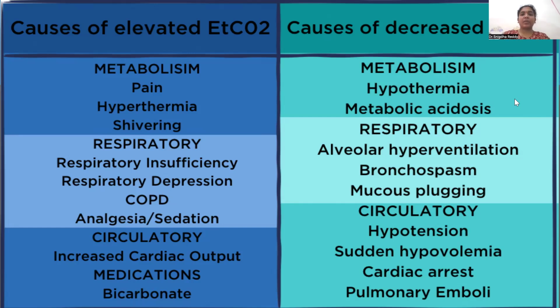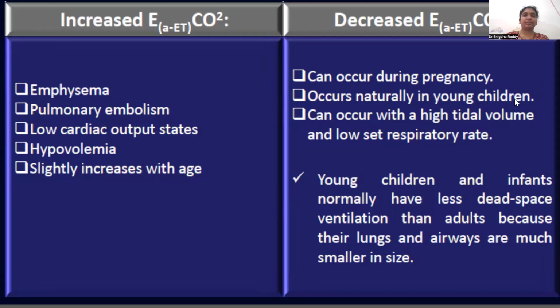Hypoventilation mainly. Causes of decreased EtCO2: low metabolism conditions like hypothermia, metabolic acidosis, and respiratory conditions, because of hyperventilation. During hyperventilation, the carbon dioxide is drained out easily. Also bronchospasm, mucus plugging, and circulatory and perfusion causes: hypotension, sudden hypovolemia, cardiac arrest, and pulmonary emboli. These are all causes of decreased EtCO2.